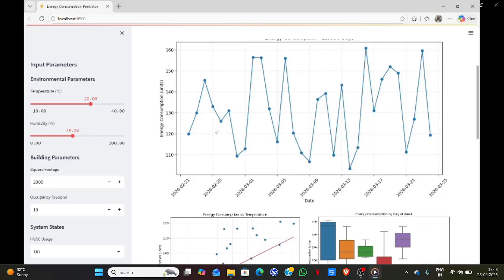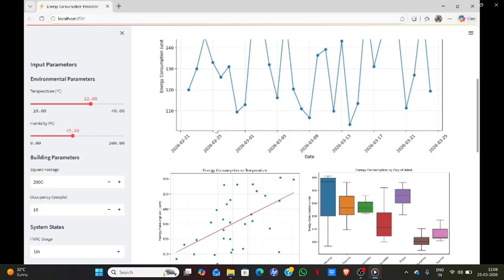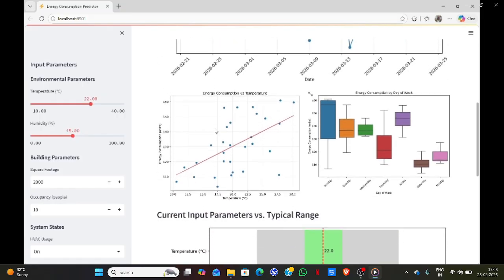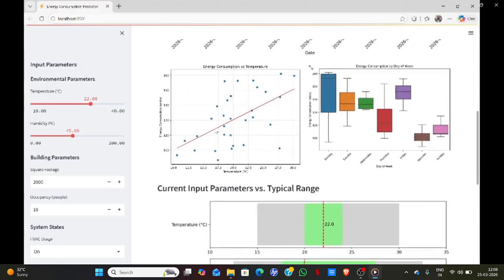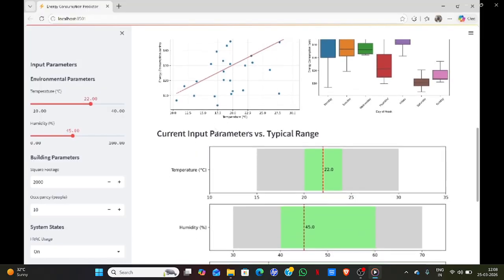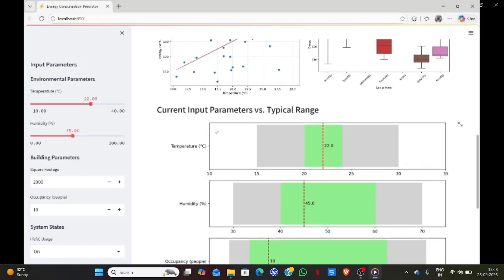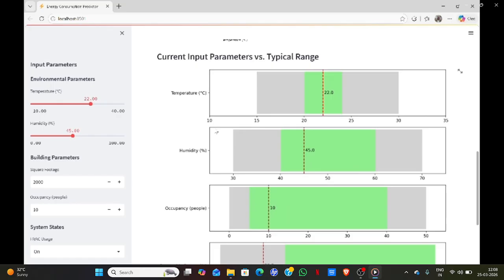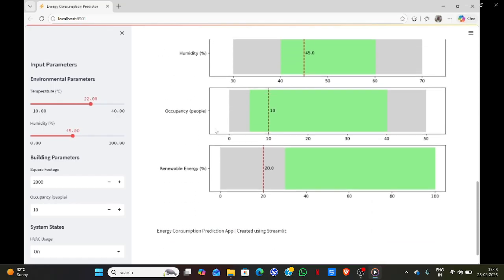Once the user chooses or adjusts these parameters to reflect current or hypothetical conditions, they can click on a button labeled Predict Energy Consumption. At this point, the backend system triggers the machine learning model, which processes the inputs through data preprocessing steps to normalize and align them with the trained model's expectations.